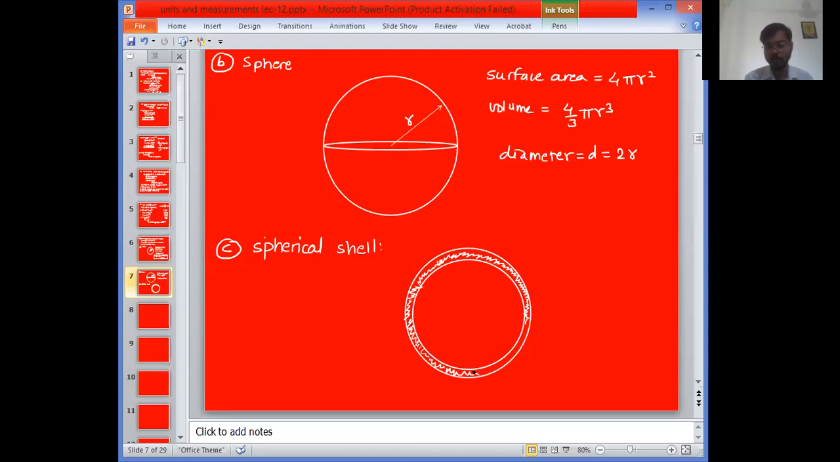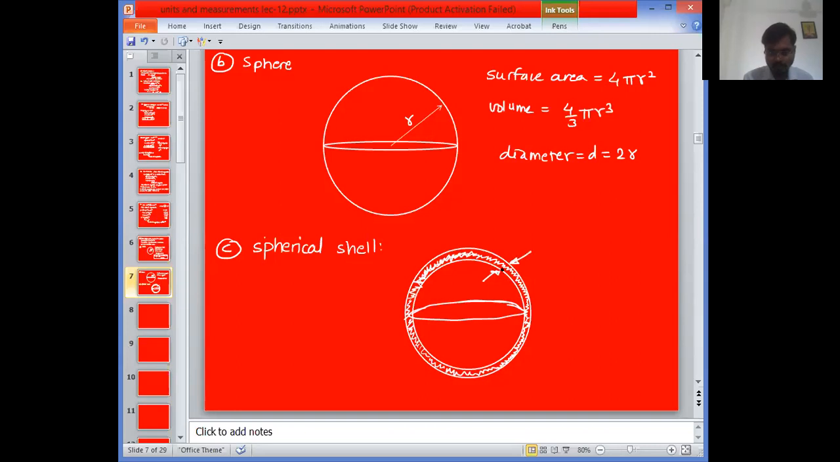For example, the football. Inside there is air, so there is nothing inside, and outside there is a small layer. This is called as spherical shell. Let's say the thickness of the spherical shell. Here there is a thickness.